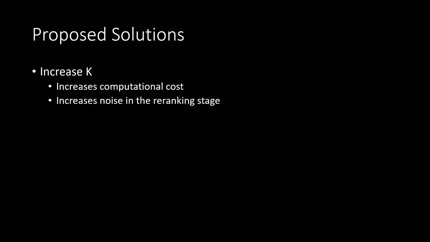So the first one is increase K. One of the simplest ways is to increase the value of K, which means that the number of documents which we are returning from the retriever will be more than usual. And increasing the K will increase the chance of including the relevant document in your top K list. However, if we are going to do this, then these are the two cons I can think of: it will increase your computational cost, as well as it will increase the noise in the re-ranking stage.